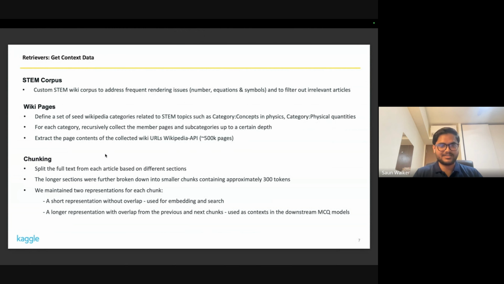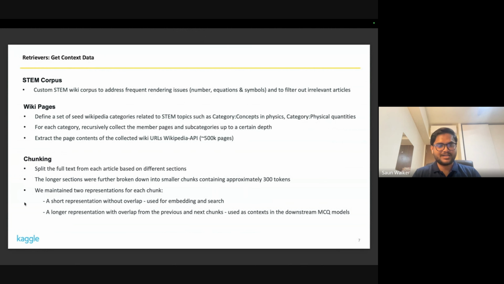Once we had this data set, we proceeded to chunking because some of the pages were quite long. For chunking, we first split each article into sections, and for the longer sections, we further split them into chunks of roughly 300 tokens. So these were the hyperparameters while creating the STEM corpus.